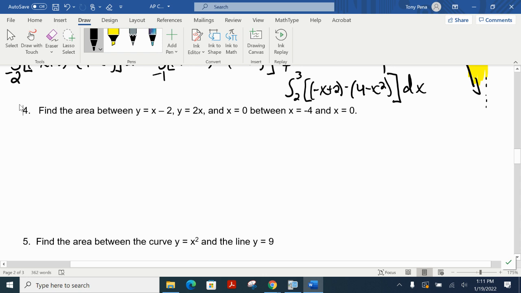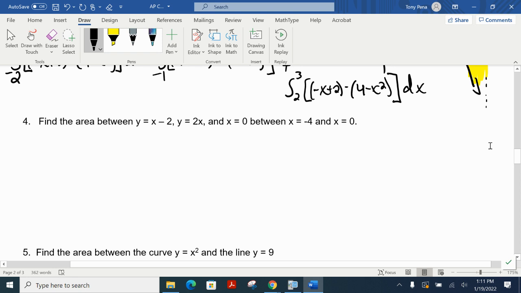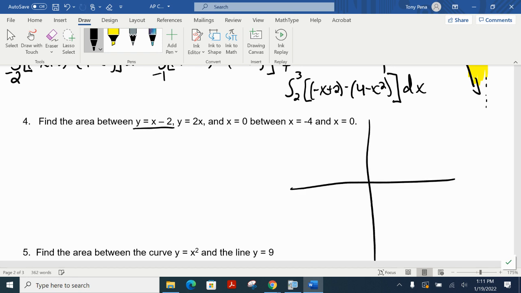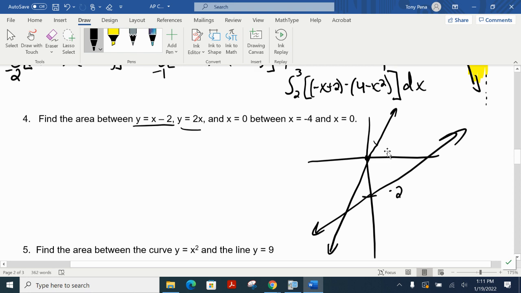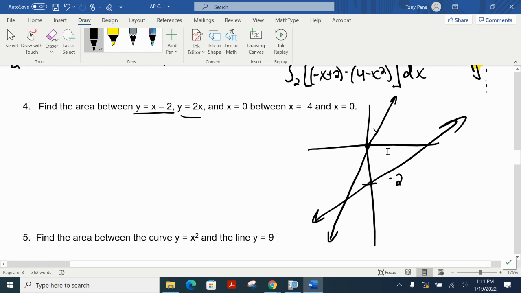All right, go to number 4. Another one that we could probably do without our calculator in terms of sketching it. We just have 2 lines. y equals x minus 2. Actually, let me move this up just a little bit here. So a y-intercept of -2 with the slope of 1. So like so. And then y equals 2x should go through the origin, and it would have a steeper slope of 2. So it should look kind of like this. I didn't draw that particularly well for what I want you to see, but there's your graph.